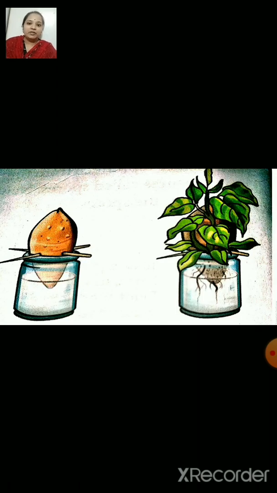Now, this is a picture of a sweet potato. A sweet potato is a root part of the plant. So, in this way, you can grow the plant from the sweet potato. In this way, a plant grows from the root.